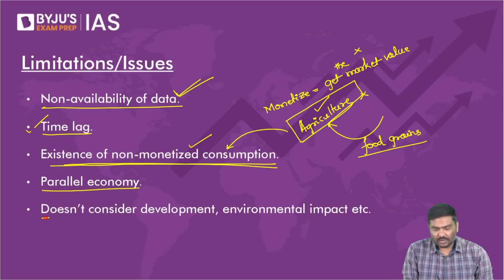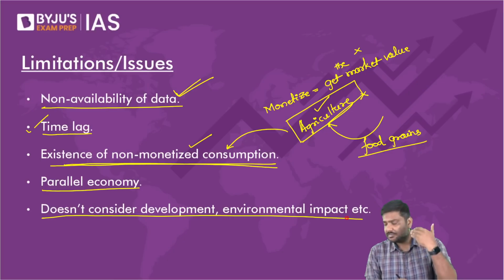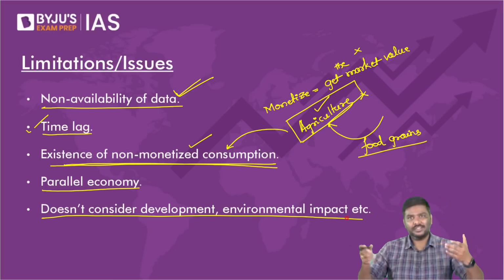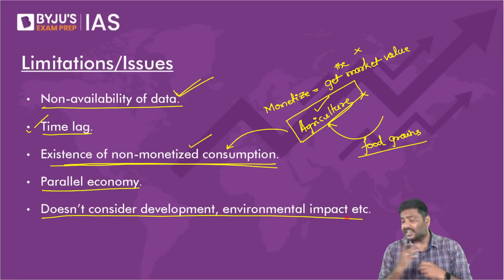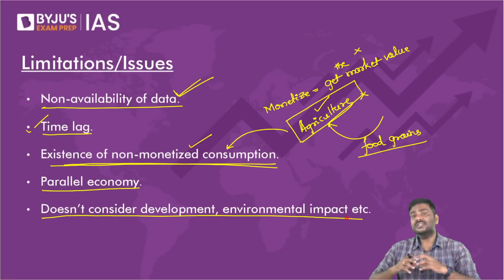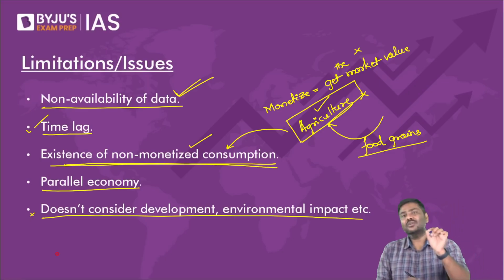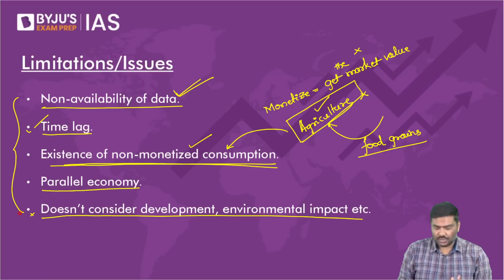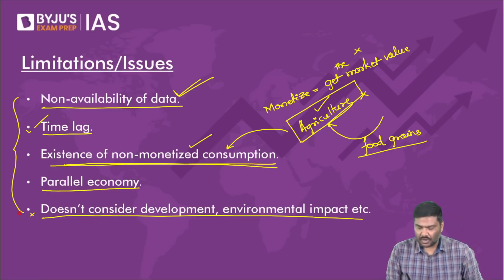The GDP calculation doesn't consider the impact of this production on the environment. Whether this GDP is reducing income inequality, whether it is actually increasing income inequality, whether it is increasing wealth inequality, all of that information you will not be able to come to know in the calculation of GDP. So these are some of the limitations or issues related to the concept of gross domestic product.